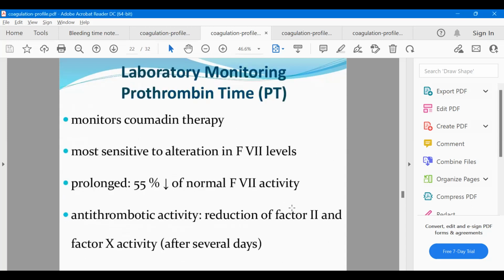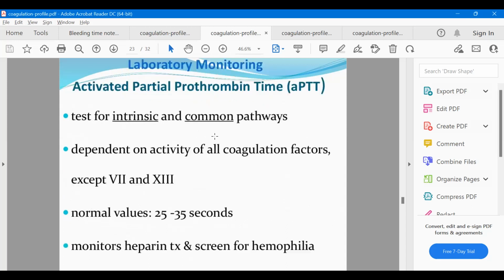Then we can go to the next one. The importance of prothrombin time is that it monitors coagulation therapy or warfarin therapy. Warfarin is used for vitamin K suppression, so the effectiveness of warfarin therapy in the patient can be assessed with the help of this prothrombin time.